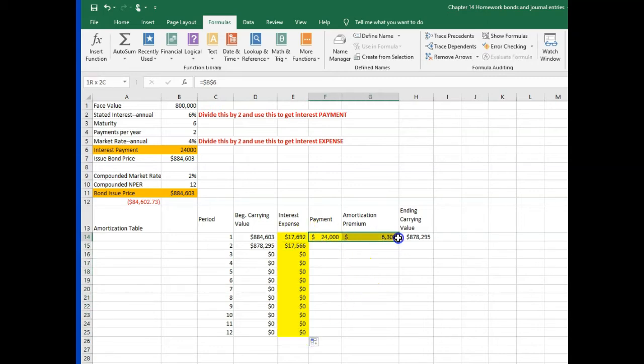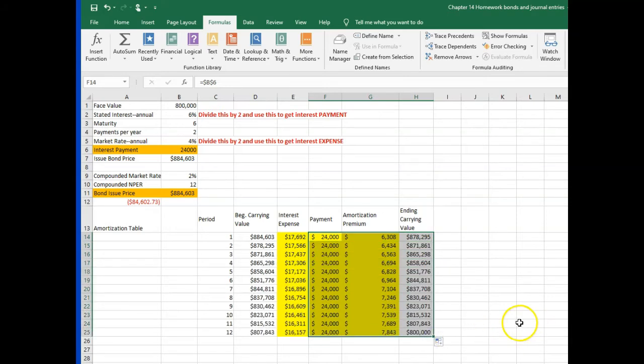And I guess I could do all these together, dragging that handle down. And isn't it nice when you click on this and you see that at the end of period 12, we are down to $800,000 as a carrying value. So that can assure you that you've done it correctly. Okay, so that was step 2.